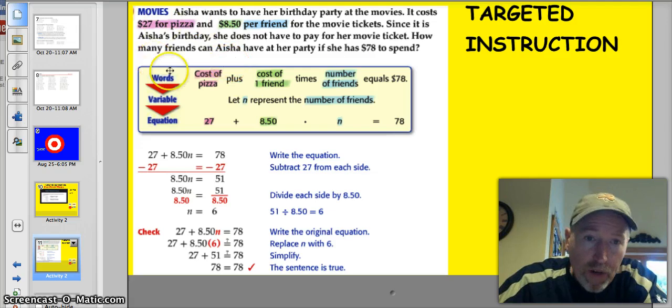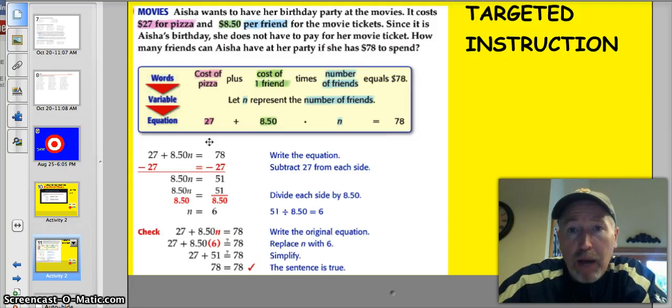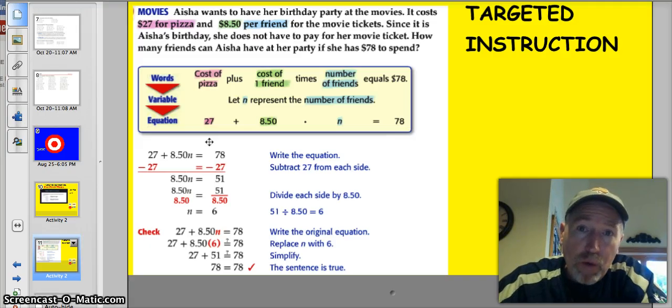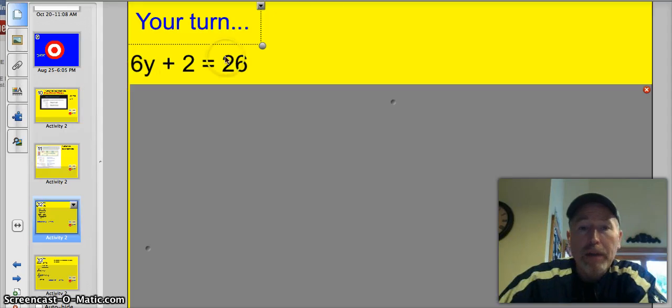Now, going from a word problem to an actual answer is a little more difficult, but I want you to understand how it applies in the real world. Today, our target is just going to be, I'm going to give you a two-step equation, and you're going to have to solve it. So let's take a look at one of those examples, now that you've got an idea what we're doing. All right, your turn.